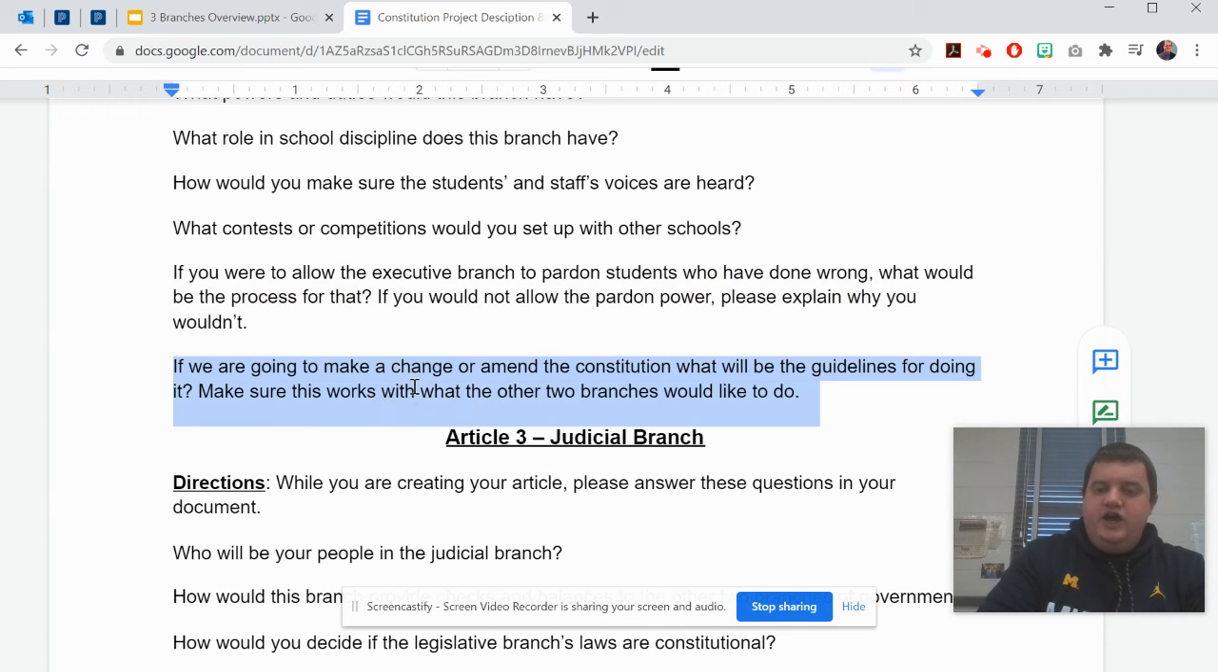If we are going to make, change, or amend the Constitution, what will the guidelines for doing it be? Make sure this works with what the other two branches would like to do.